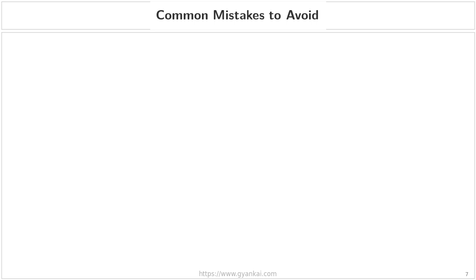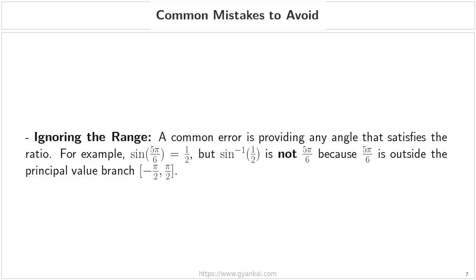Common mistakes to avoid. Now that we have walked through a practical example, let us discuss some common pitfalls to ensure you don't make these mistakes in your exams. First, let's talk about ignoring the range. A very common error is providing any angle that satisfies the trigonometric ratio. For instance, if you recall your trigonometric table, you know that the sine of 5π/6 equals 1/2.